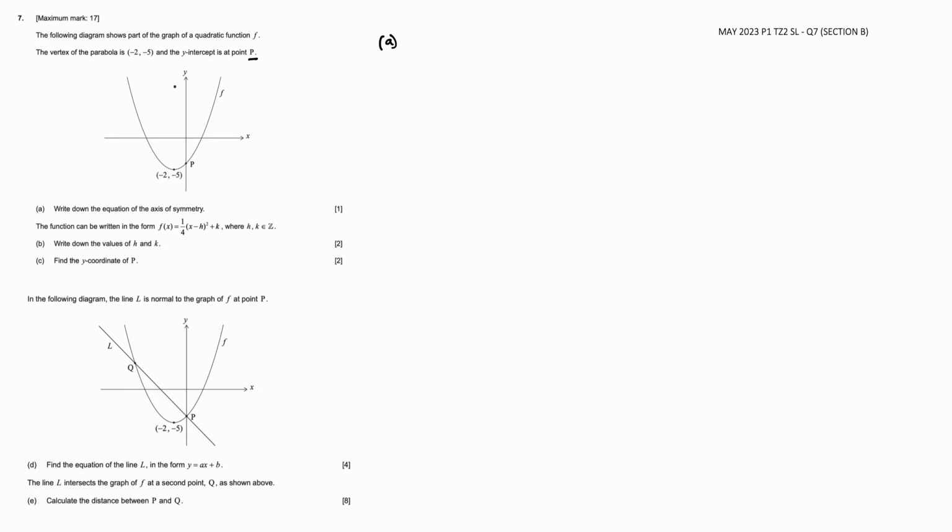Now what is the axis of symmetry? It's simply a line that cuts down the middle of the parabola. And what is at the middle of the parabola? Well, the vertex. So the x coordinate of this vertex is the equation of the axis of symmetry. So the equation of the axis of symmetry in this case is x = -2.